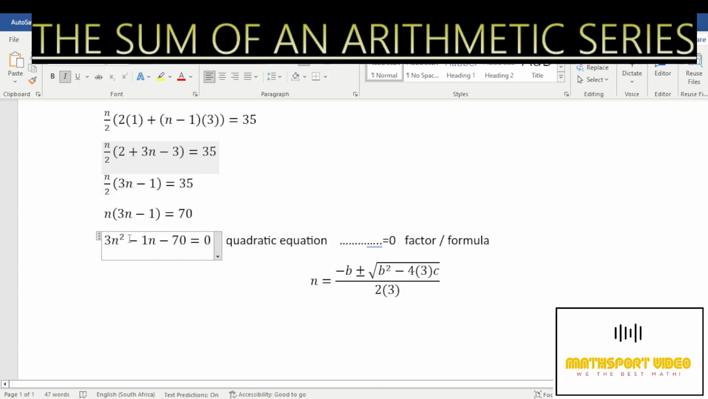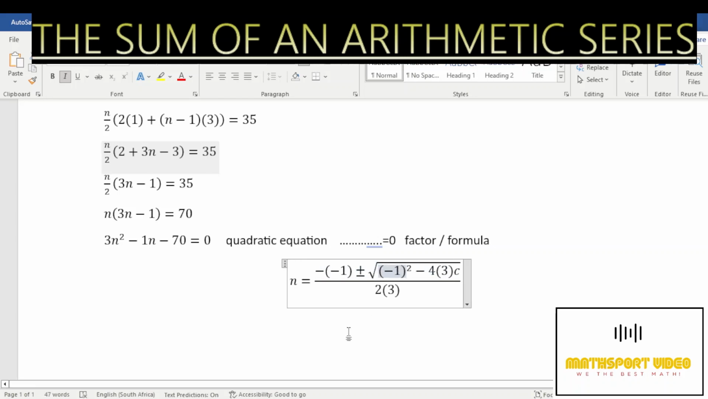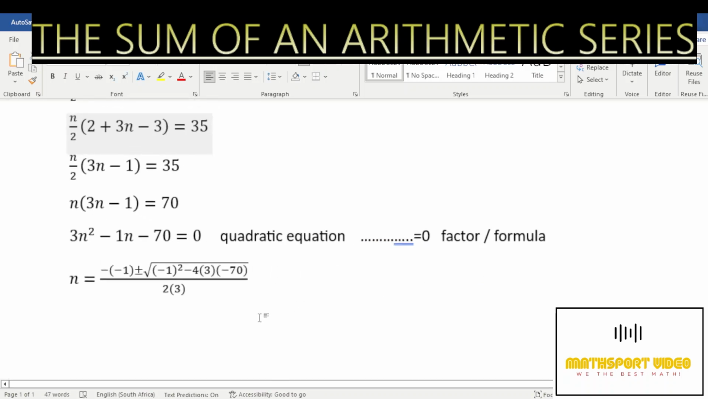Over here, the b value is actually negative 1. So everywhere where there's a b, now just be careful, there's already a minus here. You put that in brackets. And then here's a b, put it in brackets, very, very important. And then c is negative 70. So in the place of this one c over here, I'm putting negative 70. All right, so now we can continue to work this out.